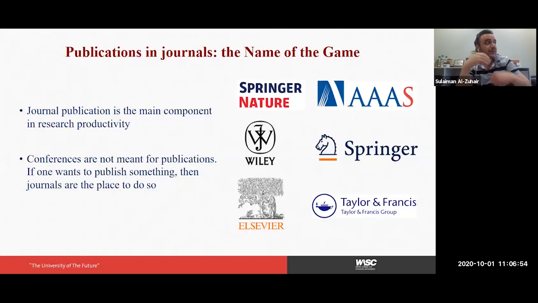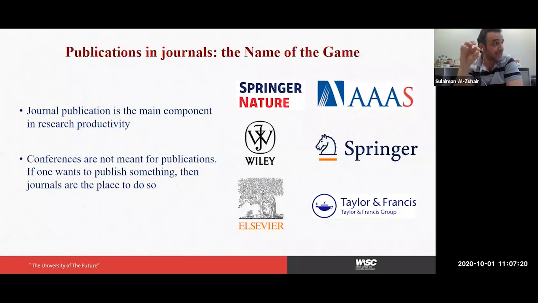When you speak about research productivity, the name of the game is publication in journals. So everything else is usually an input to bring you to this major output, which is to publish in journals. So journal publication is the main component of research productivity. Some people confuse conference publications and journal publications.